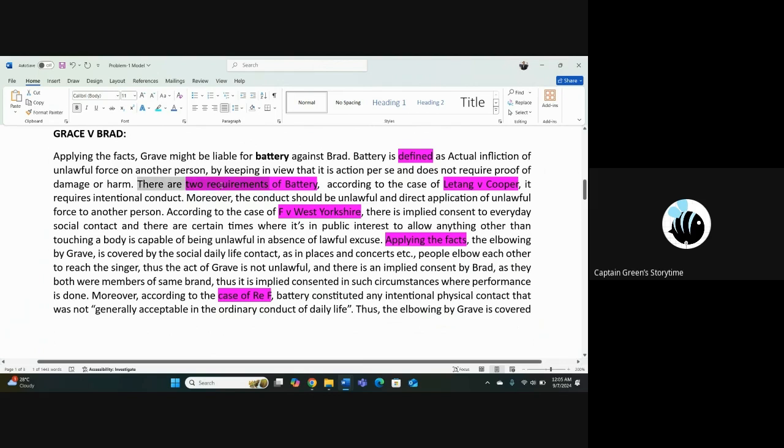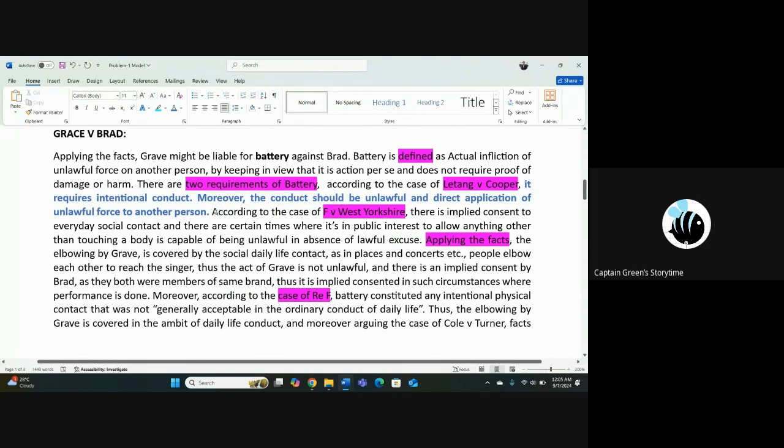Then I wrote that there are two requirements of battery. Again, step followed, and I wrote the case of Letang versus Cooper and stated that it requires an intentional contact. Moreover, the contact should be unlawful and there should be direct application of unlawful force. Thus, I wrote all the three elements. Highlighting it. Then, according to the case of Yorkshire, there is an implied consent to everyday social contact, and there are certain times where it is in public interest to allow anything other than touching a body, which is capable of being unlawful in absence of lawful excuse. Again, I used a case.